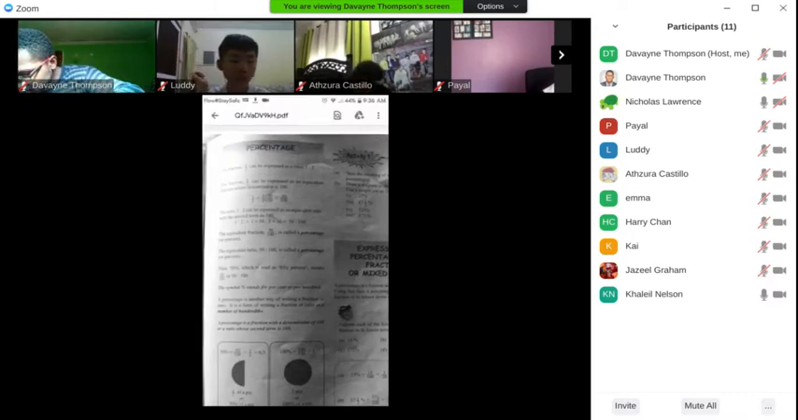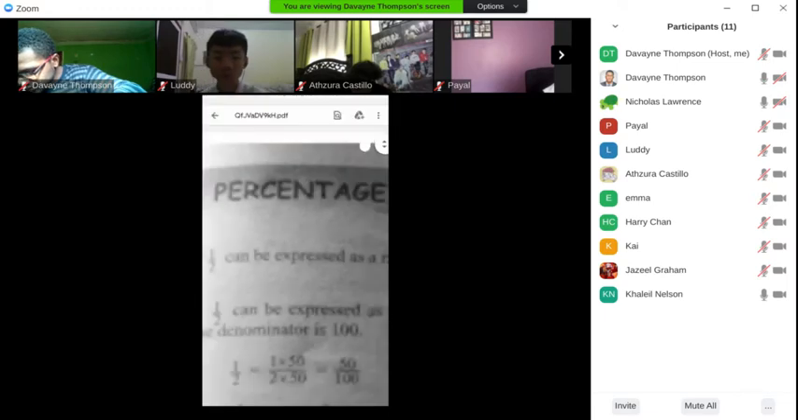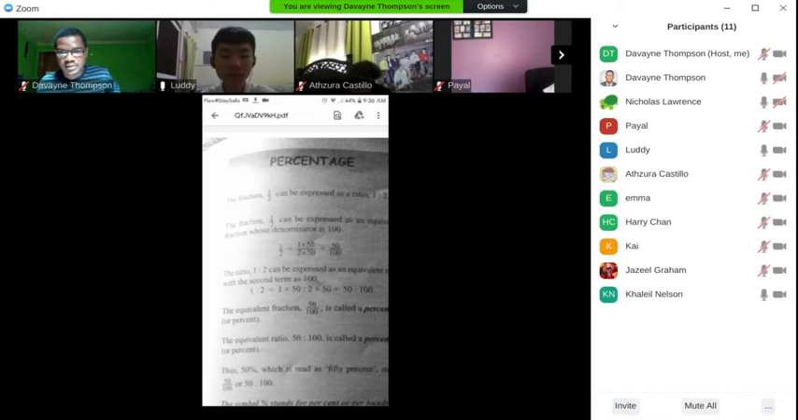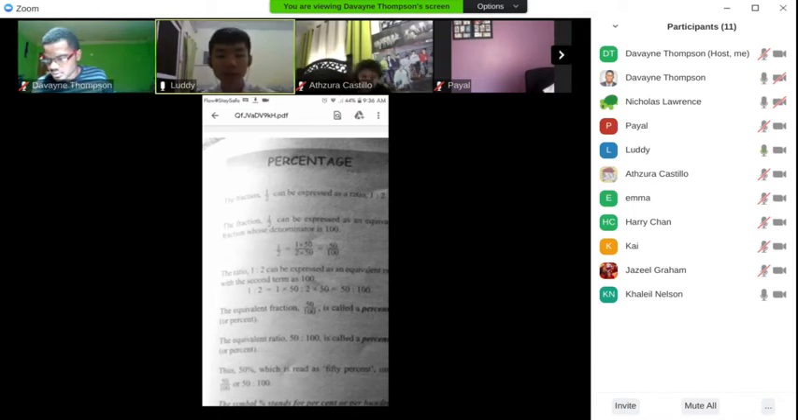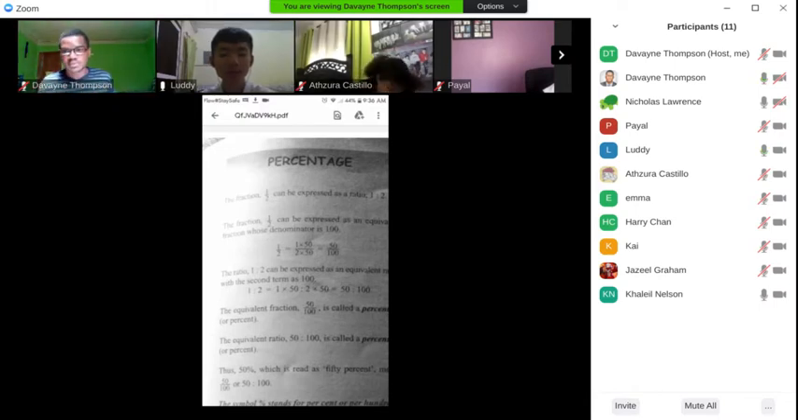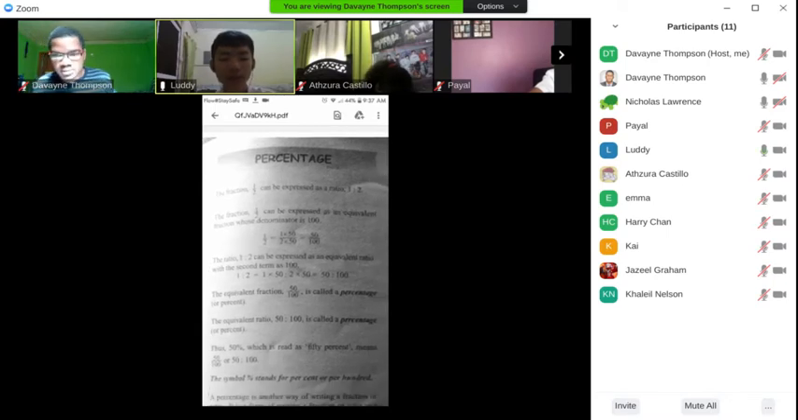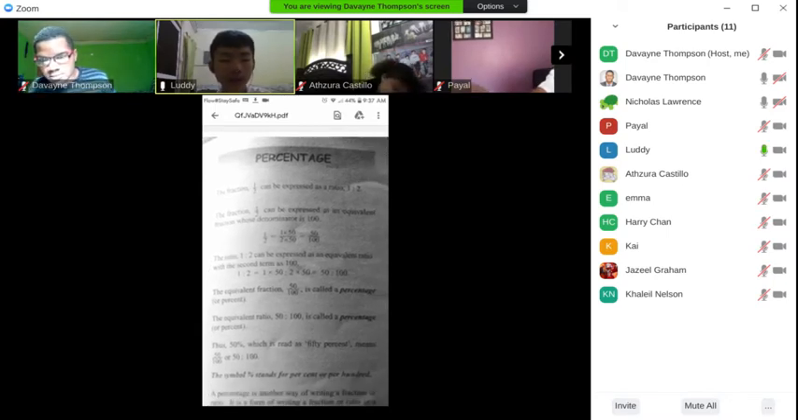Ludi, can you see this? Where it says percentages, you're gonna read the first line for me. The fraction half can be expressed as a ratio of 1 to 2. So how do you read? All right. 1 to 2. Right? Continue. The fraction half can be expressed as an equivalent fraction whose denominator is 100.